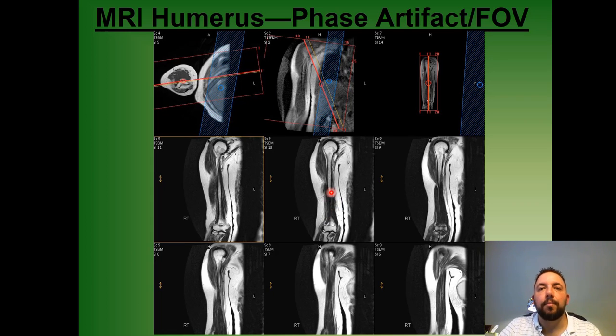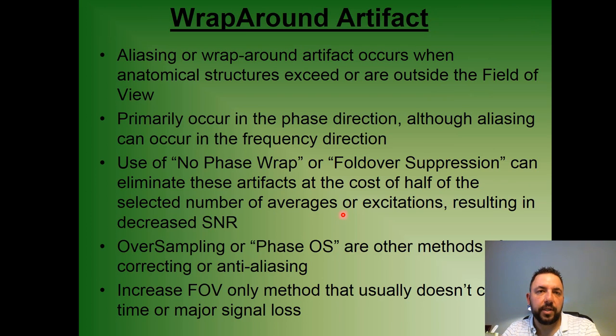It may seem like I'm a broken record and stressing the point. Humerus, forearm, femur, tib fib, if at all possible, try to avoid the right to left phase directions. So what is wraparound artifact? We talked about it last time about artifacts. What is that wraparound artifact?